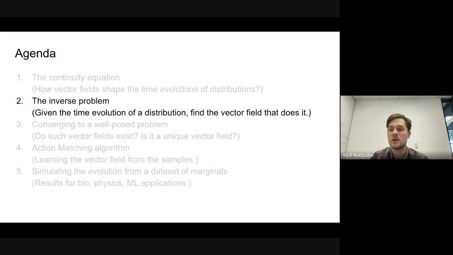And the inverse problem would be that we observe some distribution, we don't know the vector field, and we would like to guess what vector field does this job, right? Because if we assume there is some vector field that guides all the particles. So can we pose such a problem?